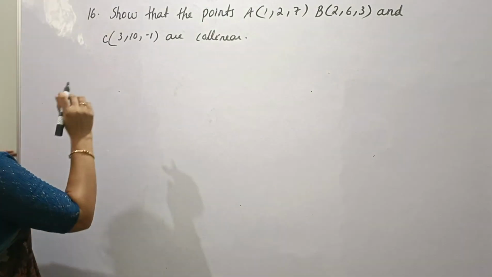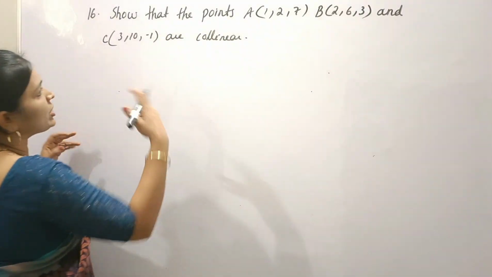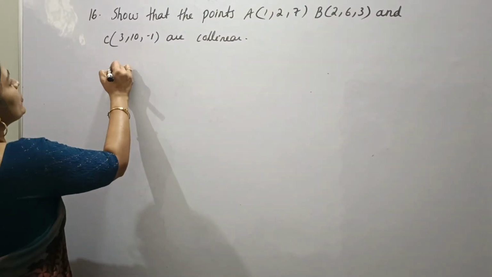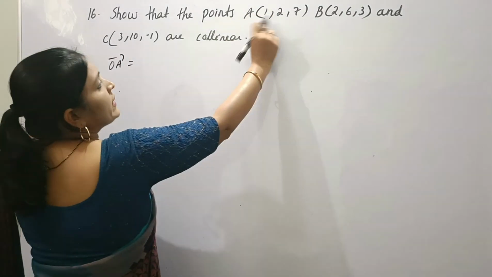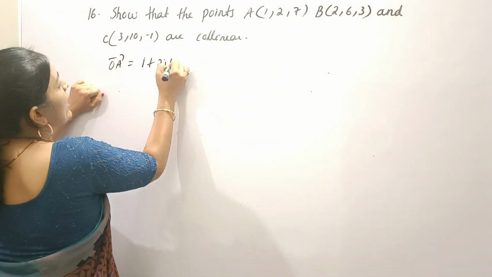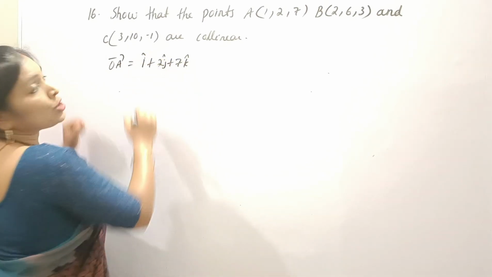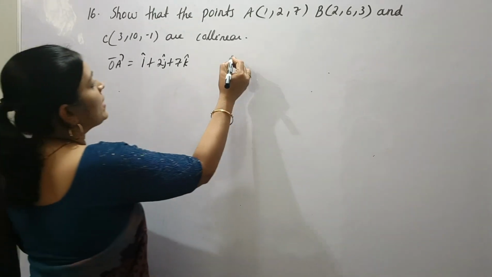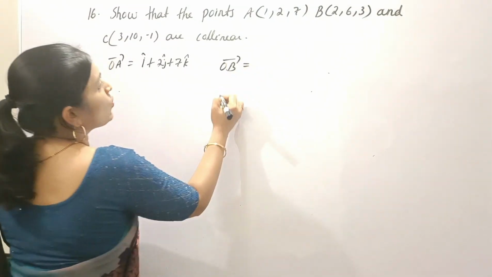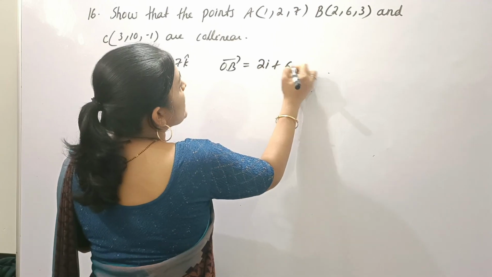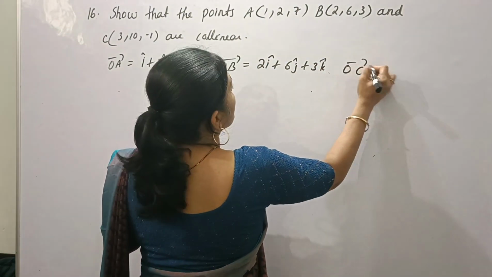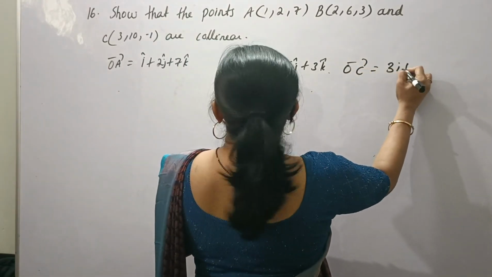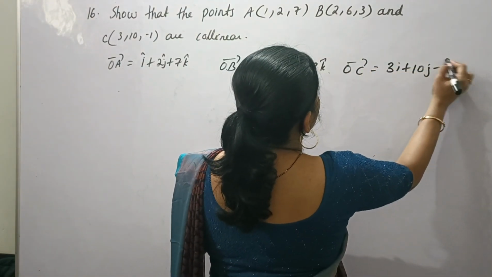Okay. So for that, we have to find vector AB and vector AC. So for that, we need to find vector OA. Okay, what is vector OA? From the origin, that is i plus 2j plus 7k. Position vector OA is equal to i plus 2j plus 7k, and position vector OB is equal to 2i plus 6j plus 3k, and vector OC is equal to 3i plus 10j minus k.